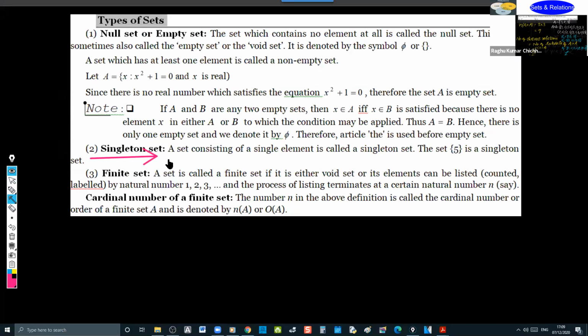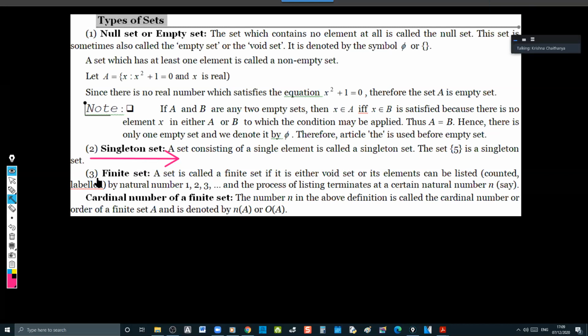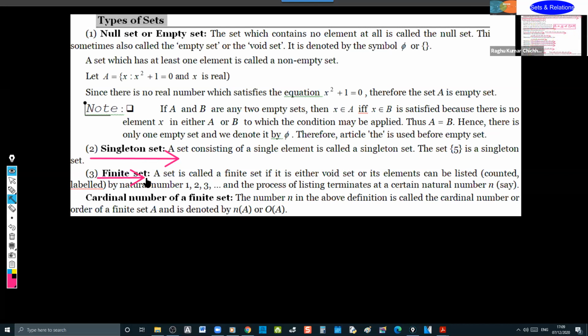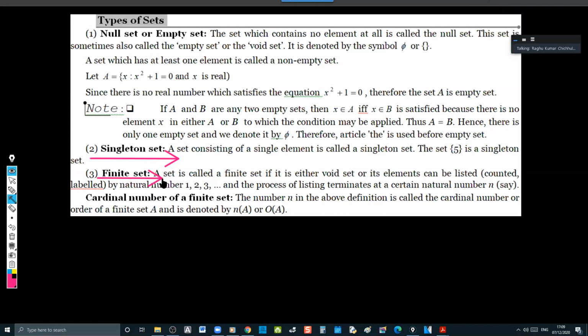Singleton set, in the name itself, it is a singleton set. Till you get married, you are a singleton set, isn't it, Chetu? Are you a singleton set or not? Yes, sir. And as far as I know, Maurya is also a singleton set. Yes, Maurya? Yes, sir.